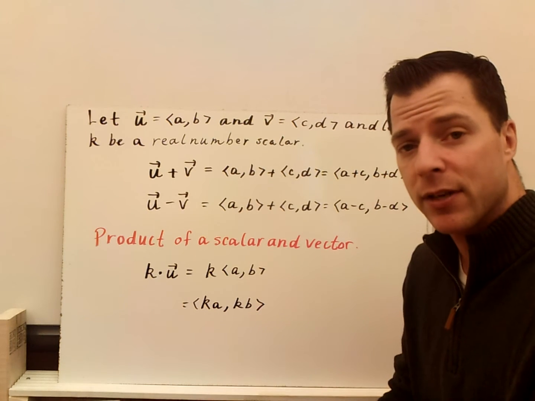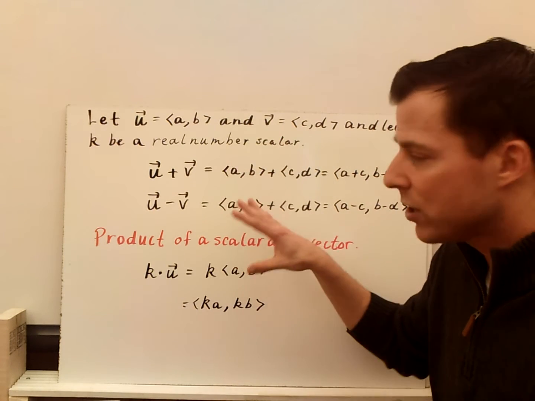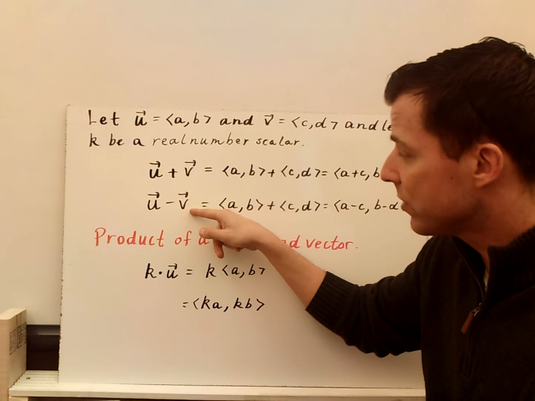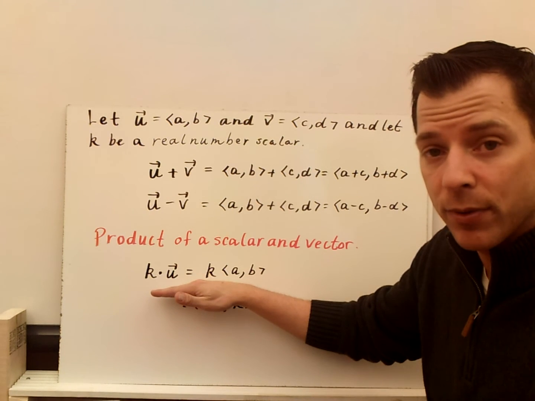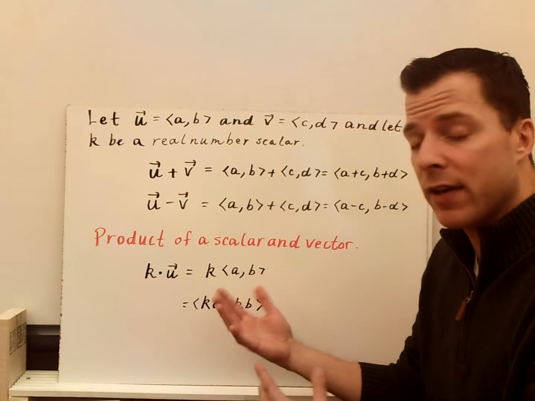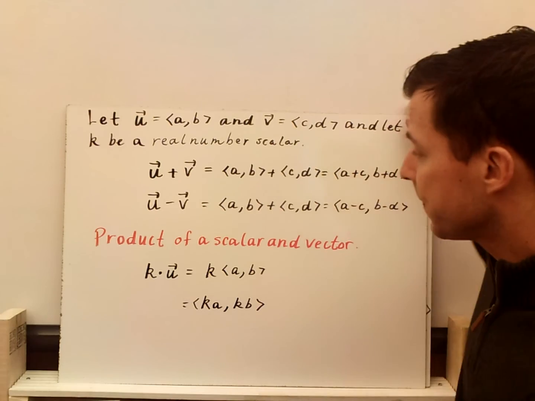So a lot of similarities between properties of real numbers, okay? So this is the definition of how to add, how to subtract two vectors in component form, and how to multiply a scalar and a vector in component form. Now there's other ways we can write vectors, and you'll see that in other videos. We're really speaking about component form today.